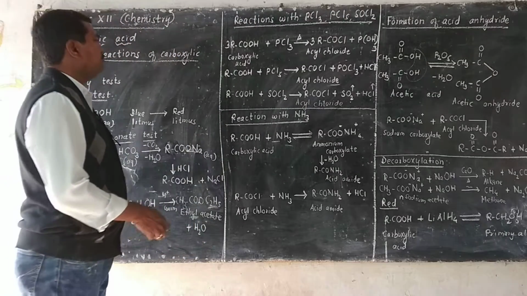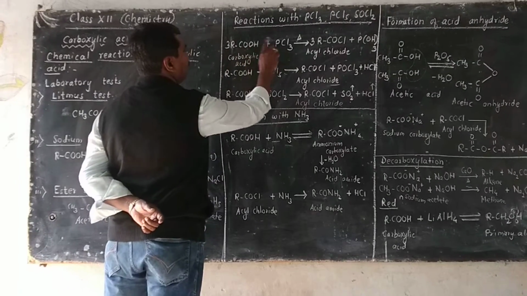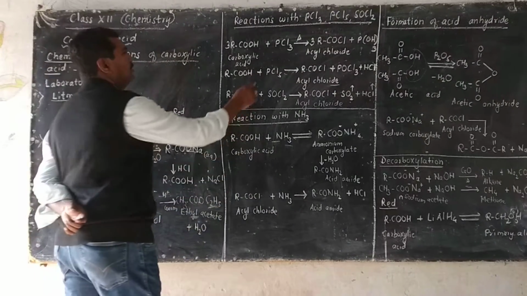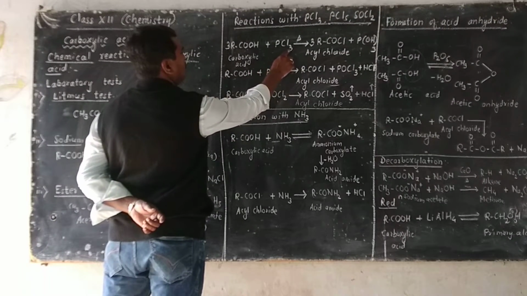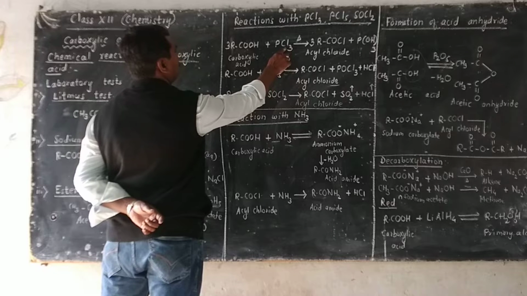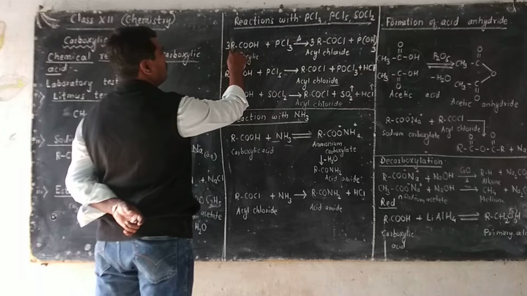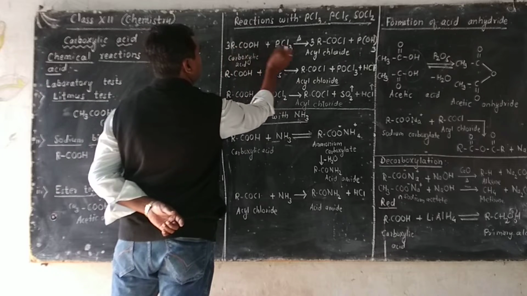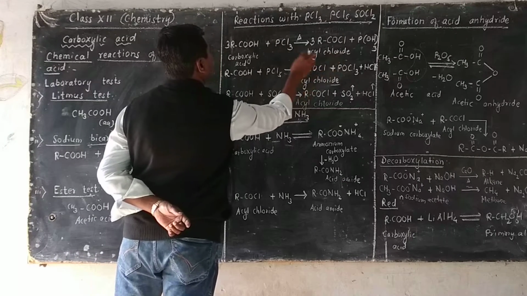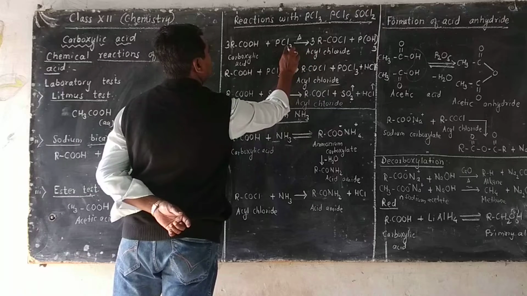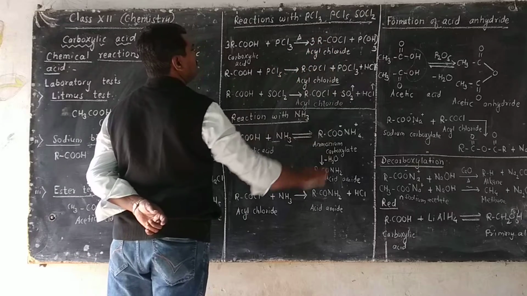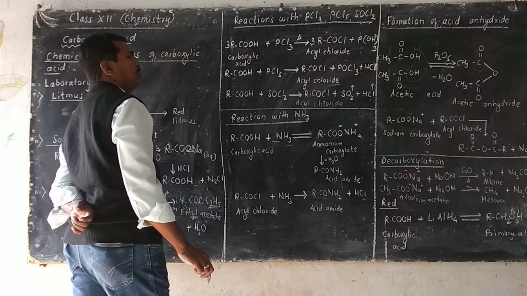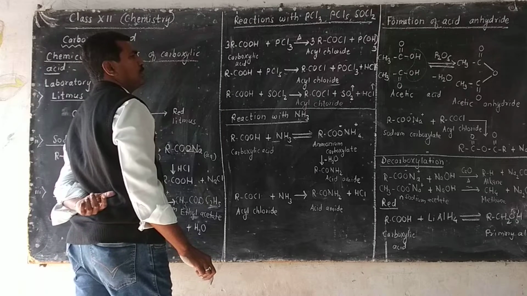So here carboxylic acid reacts with phosphorus trichloride. In phosphorus trichloride, three atoms of chlorine are present. So that's why here 3 carboxylic groups are taken. So it will produce three acyl chlorides, as 3 chlorines are there. And the side product is H3PO3, phosphorous acid.